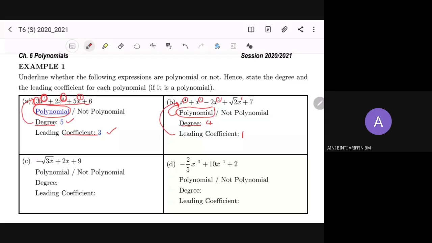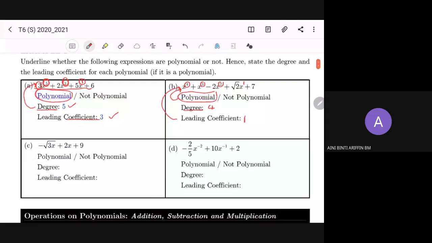Okay, next. For part C, this term can be written as negative root 3 and root x. And root x itself is equal to x power of half. Half is not a positive integer. So this is the example for not polynomial. Okay, and for part D, we have x power of negative 2 and x power of negative 1. This is also not a polynomial. Okay, next.